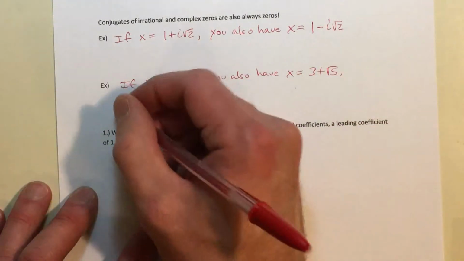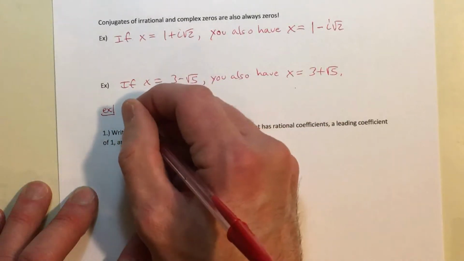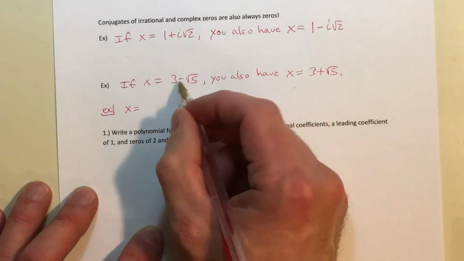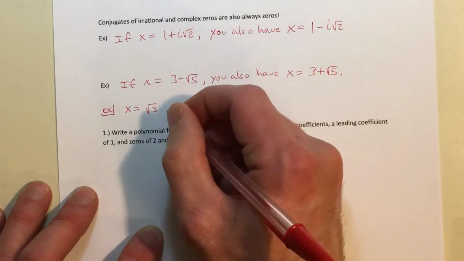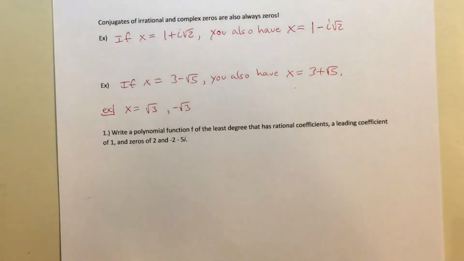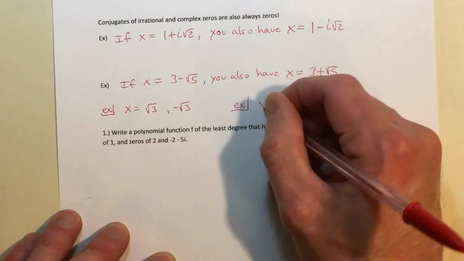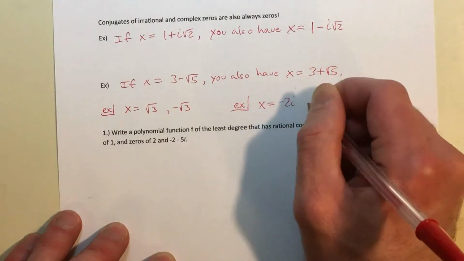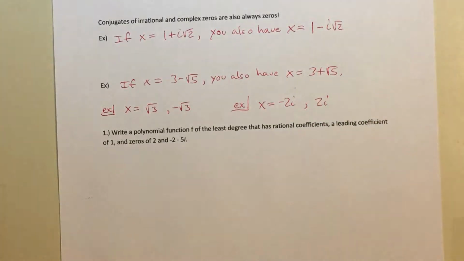Now, just like that little example I showed you a moment ago, this conjugate idea also works if you don't have two separate terms. You just got a square root 3. If you got a square root 3, then you're also going to have a negative square root 3, plus or minus, right? Plus or minus. If you have x equals negative 2i, well, you know what? You're also going to have positive 2i, plus or minus. All right, so let's put this all together.